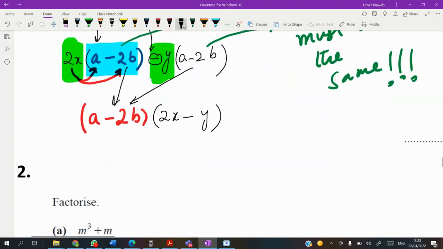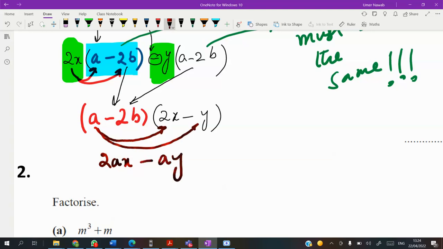I can show it to you. Or in the exam, you can also check your work. Is your factorization right or wrong? So a times x is 2ax. Now a times y is minus ay. And minus 2b times 2x is minus 4bx. And minus 2b times minus y, minus times minus is plus, and it is 2by.